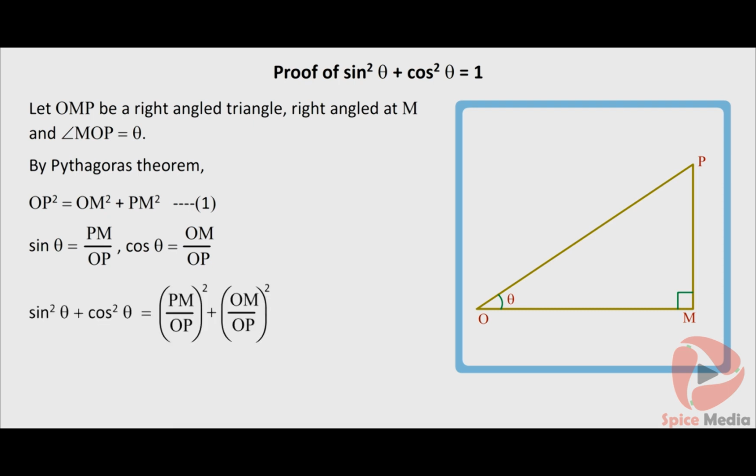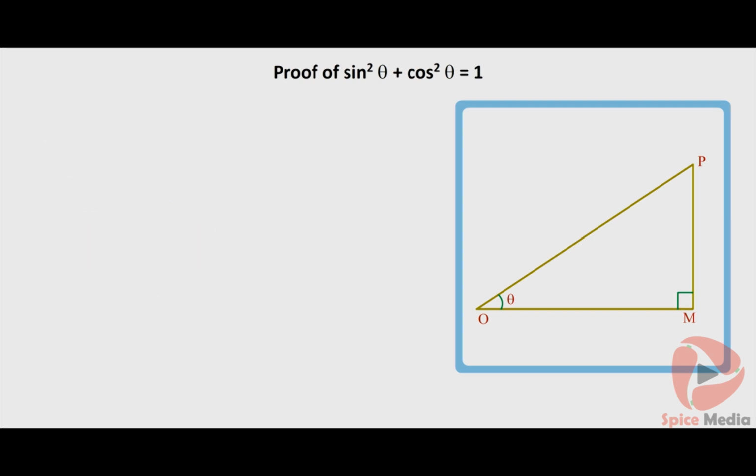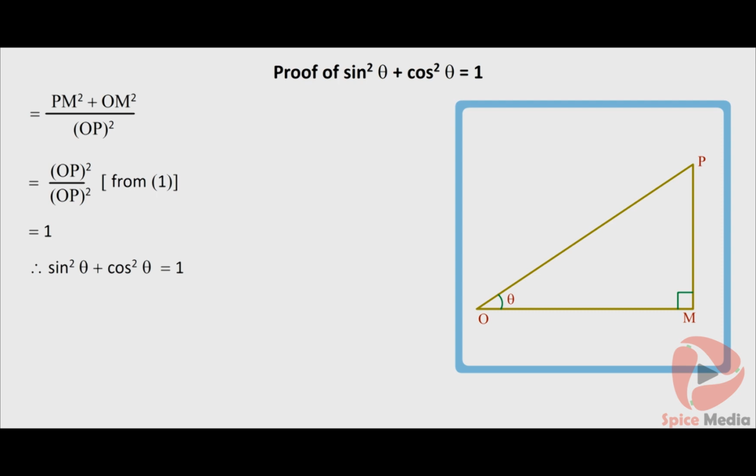Now, use the ratios of sin theta and cos theta and substitute these values in sin squared theta plus cos squared theta. On simplifying, we get OP squared by OP squared, which is equal to 1. Therefore, sin squared theta plus cos squared theta is equal to 1. This is true for all values of theta and hence an identity.